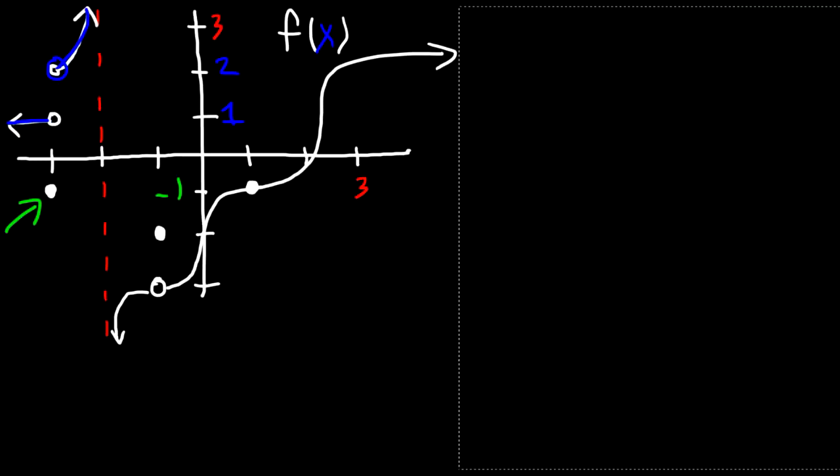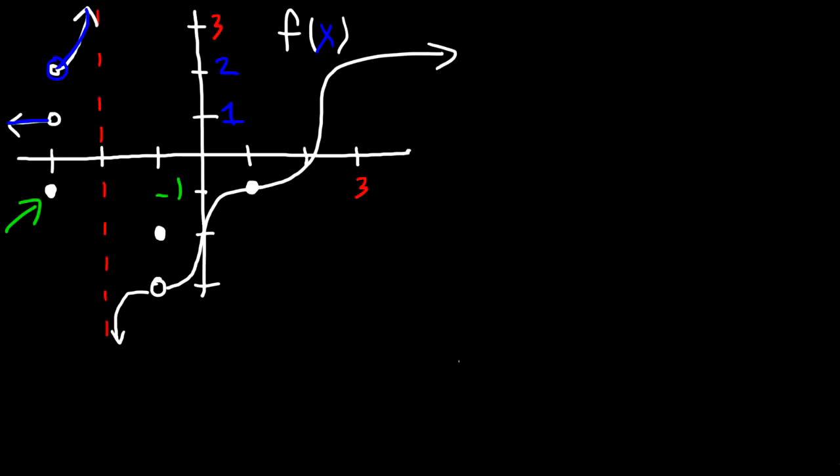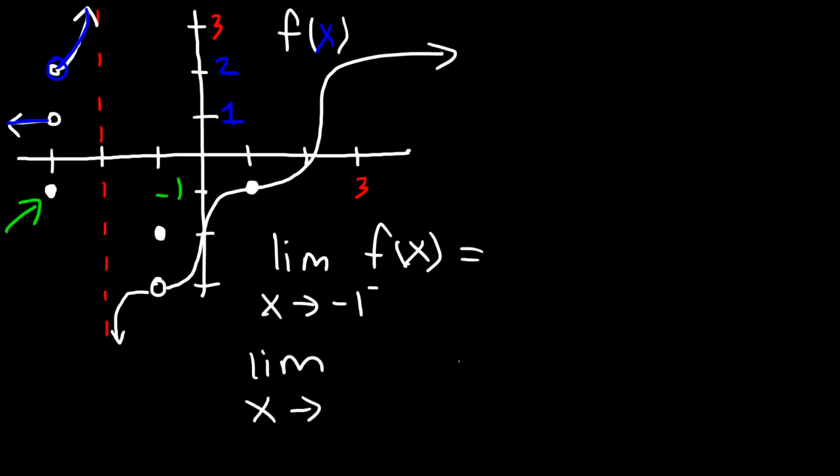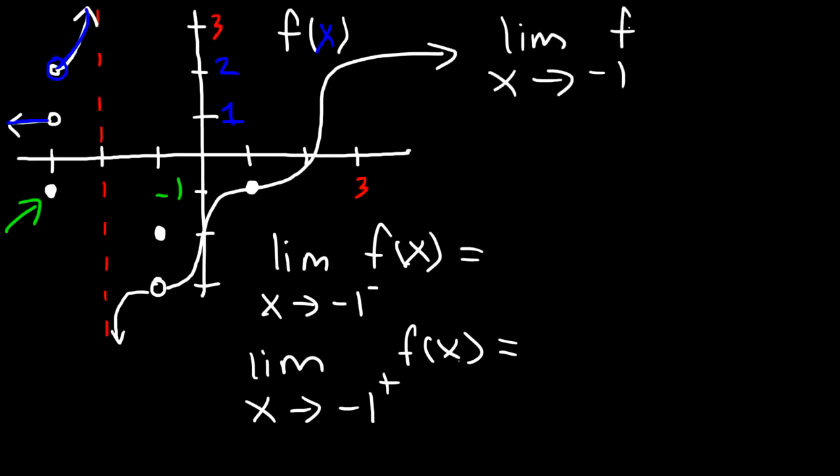So let me give you some more questions relating to this topic. What is the limit as x approaches -1 from the left side? And what is the limit as x approaches -1 from the right side? Once you find those two values, I want you to find the limit as x approaches -1 from either side, and then find the value of f of -1.